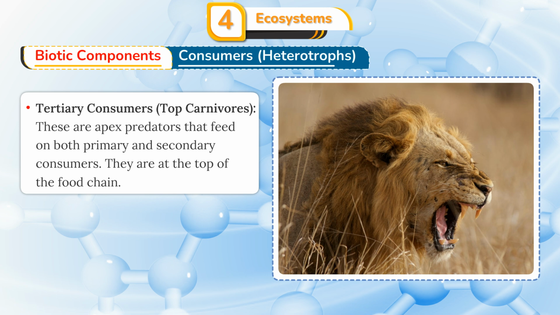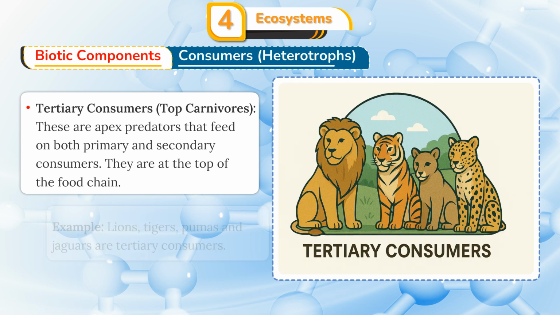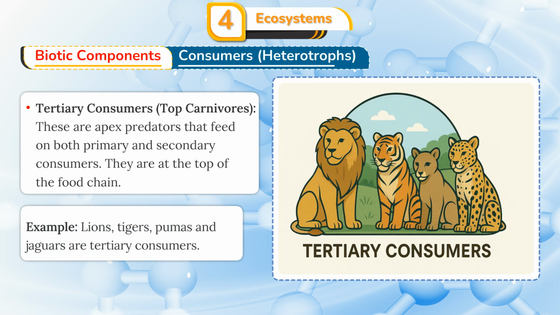Tertiary consumers, top carnivores. These are apex predators that feed on both primary and secondary consumers. They are at the top of the food chain. Example: lions, tigers, pumas, and jaguars are tertiary consumers.